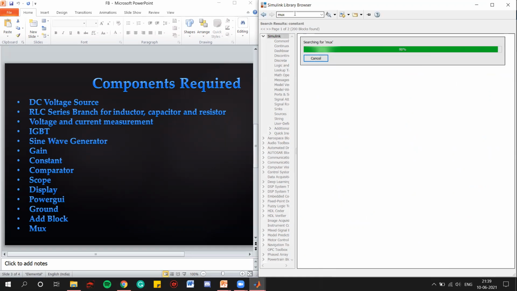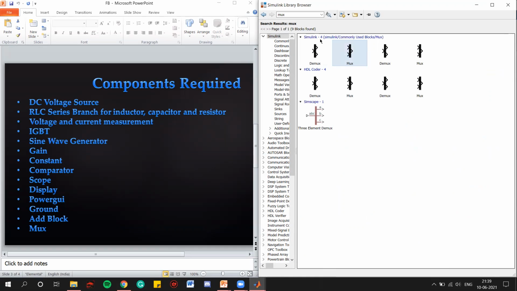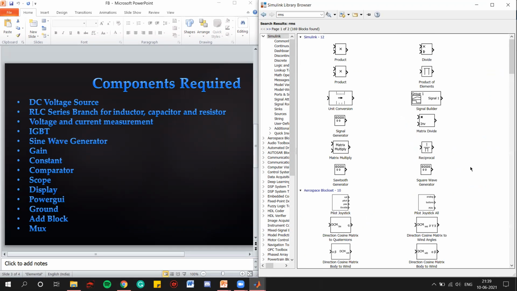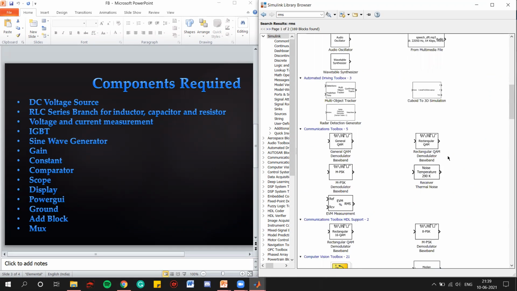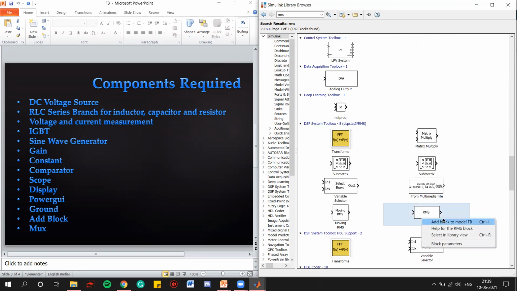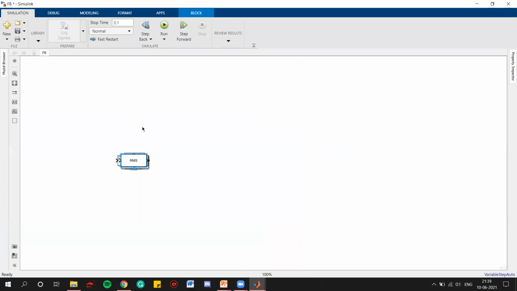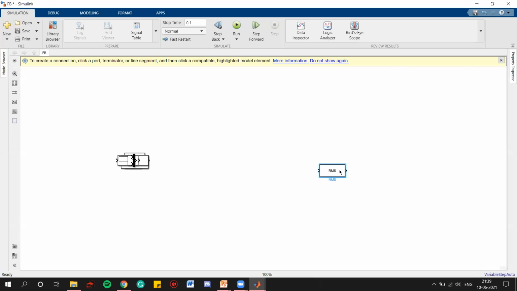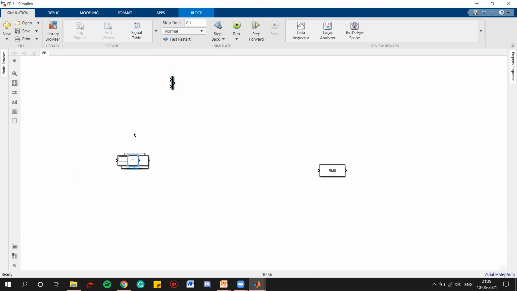One multiplexer, one RMS block as well, because now we will work with AC supply, so we require the RMS block, that is the root mean square block, right? So I guess we have everything, so let's get started. So here also we have two main circuits. One is the triggering circuit and the other one is the main circuit, or one can be the controlling circuit as well.